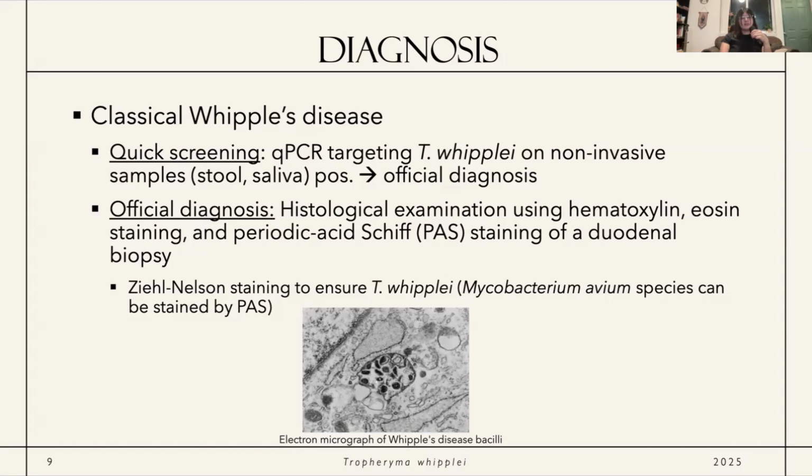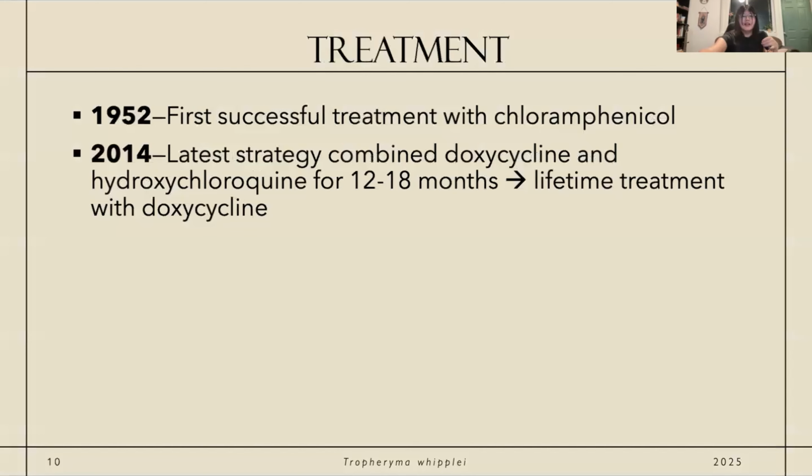And again, this is a picture I showed just a few slides ago. This is the electron micrograph of Whipple's disease. And you see those black rods? That's the bacilli from Whipple's disease. I thought it was really interesting. It's an electron microscopy image, so I wanted to share that. They're cute little guys. I wish I could pet them.